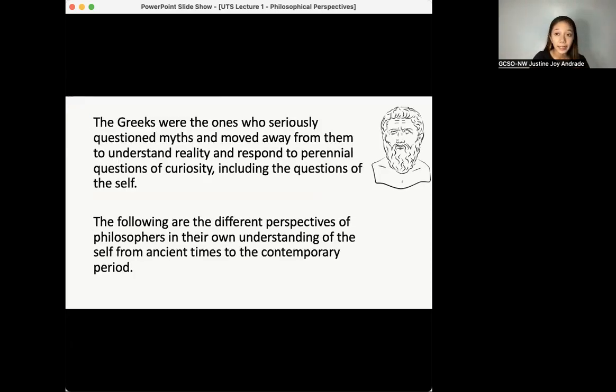Who are these great thinkers? It is the Greeks. Okay? The Greeks were the ones who seriously questioned myths and moved away from them to understand reality and respond to perennial questions of curiosity, including the question of the self. So sila yung nagpe-question talaga sa mga bagay-bagay dito sa mundo. For example, bilog ba talaga yung mundo or flat? Saan ba tayo nanggaling? Mga ganong question, mga deep na mga question.